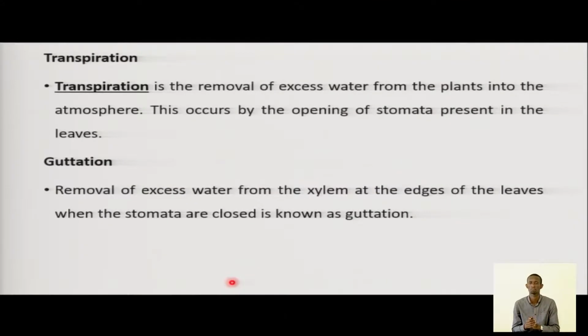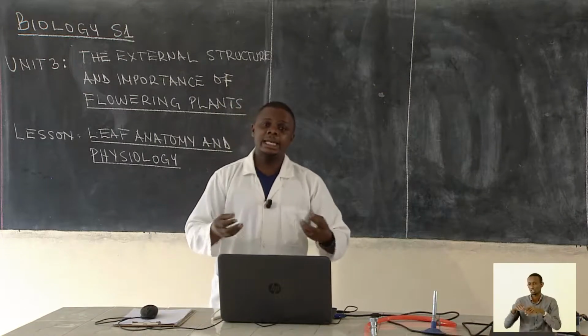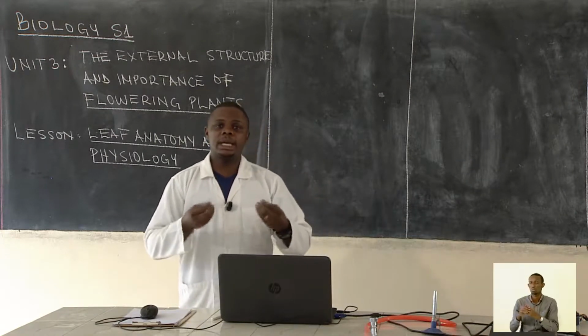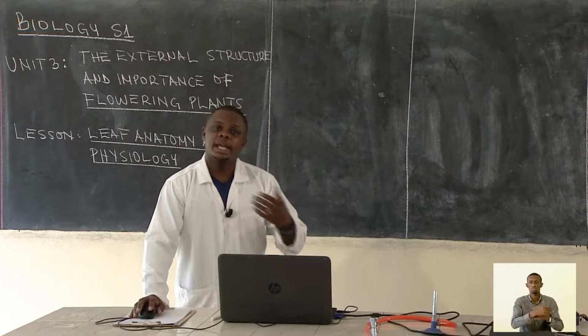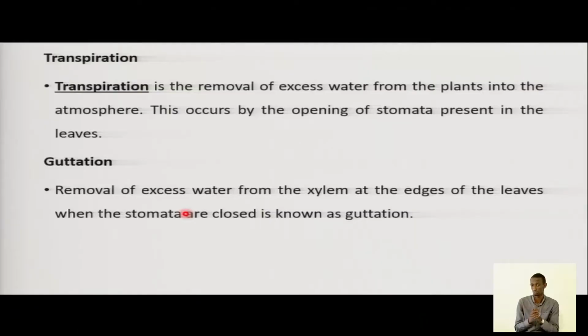Then some leaves are used in the process of transpiration, the process by which plants lose water in the form of vapor. Then leaves can also be used in guttation. This process of guttation happens when leaves close their stomata, and then water will be lost through hydathodes which are surrounding the leaf. This happens at night, and early in the morning we can see water droplets or dew on plants.